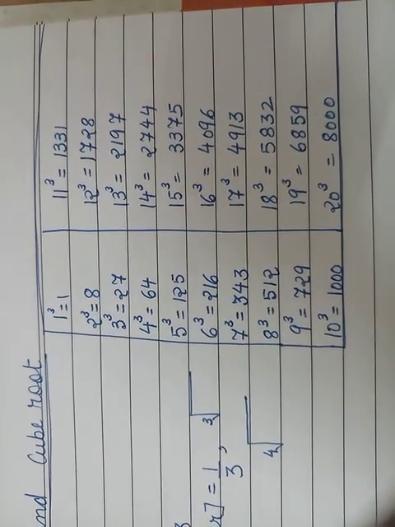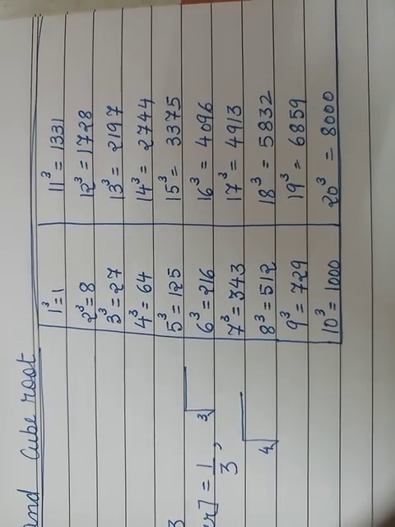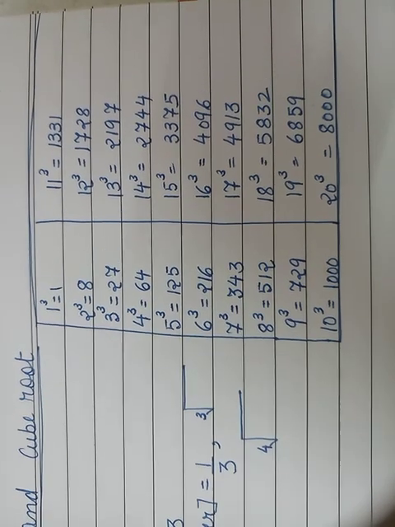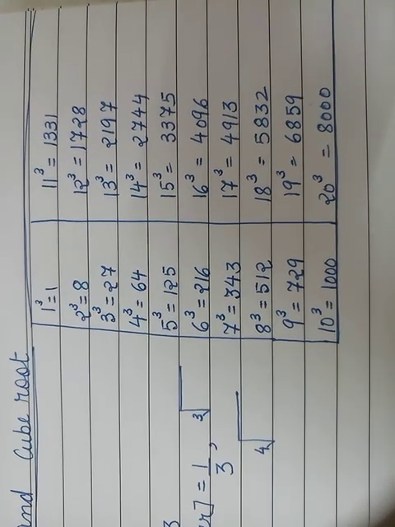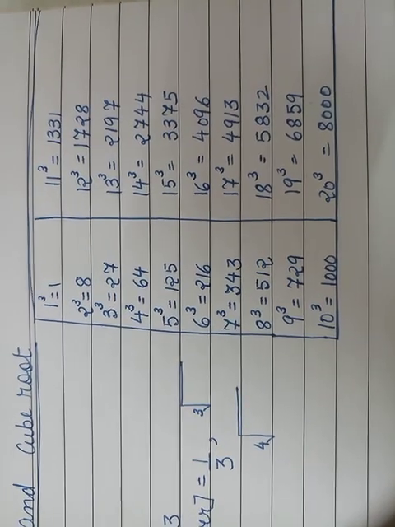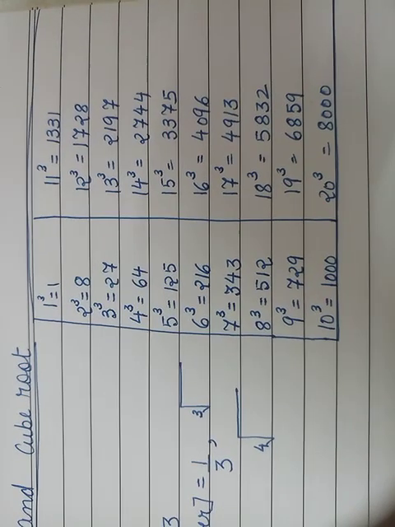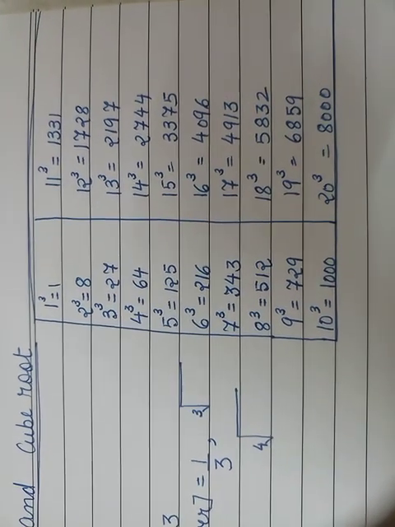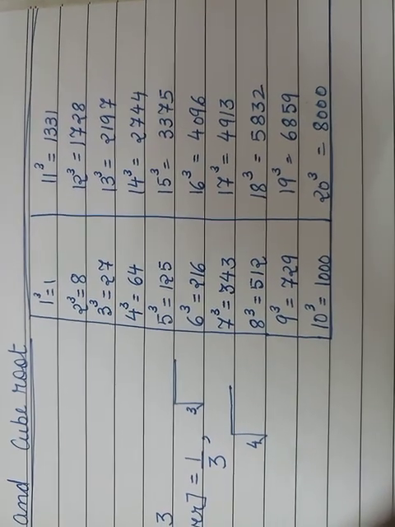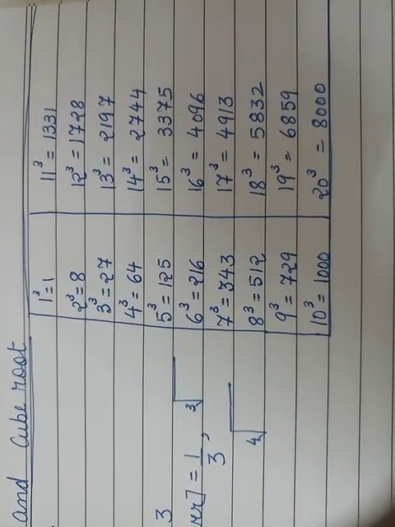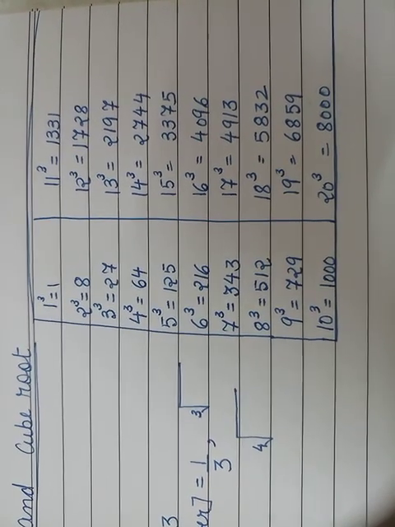11 cube is 1331. 12 cube is 1728. 13 cube is 2197. 14 cube is 2744. 15 cube is 3375. It's necessary for everyone to learn the cubes from 1 to 15.